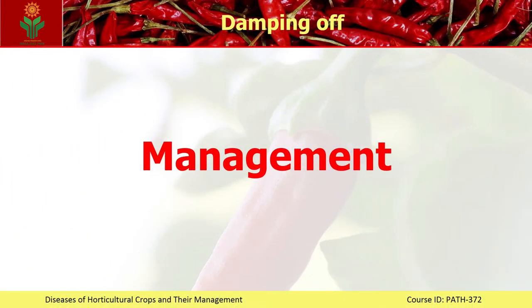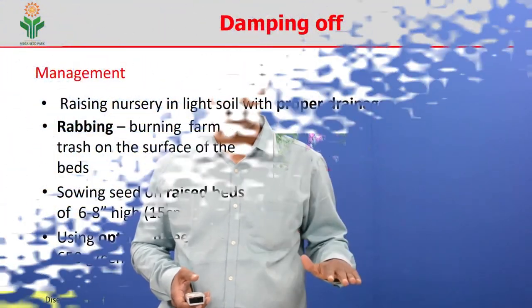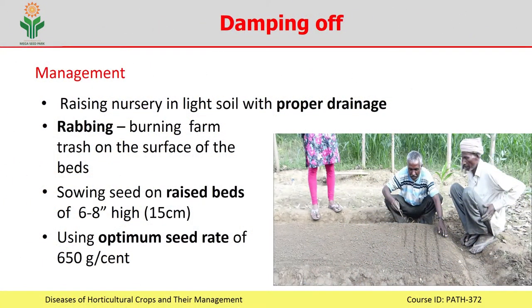What are the management practices to be followed for the management of this disease? We know that the disease prevails under high soil moisture conditions. That's why you shouldn't go for flat bed planting where water stagnation can occur. Always raise the seedlings on raised beds of approximately 15 centimeters high, because whenever you irrigate the nursery bed, the water will drain easily, so high soil moisture conditions don't prevail in raised beds.